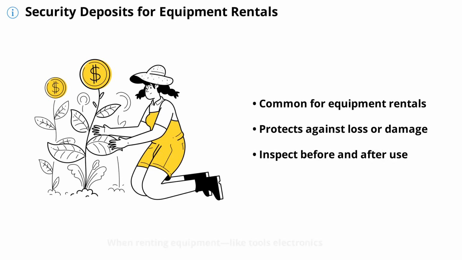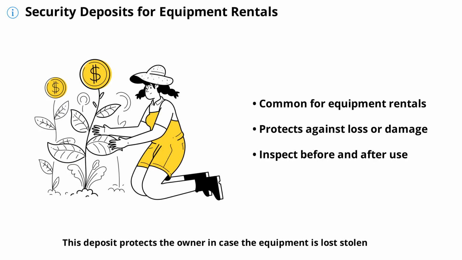When renting equipment like tools, electronics, or vehicles, a security deposit is often required. This deposit protects the owner in case the equipment is lost, stolen, or damaged. The amount is usually based on the value of the equipment. If you return everything in good condition, your deposit is refunded. Always inspect equipment before and after use to avoid disputes.